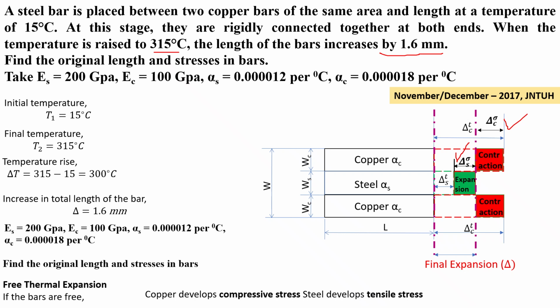So here let's remember the notations. Notations are very important to solve this problem. So delta C T is the thermal expansion of the copper, and delta C sigma is the contraction of the copper bar due to the compressive stresses. Similarly, delta S T is the thermal expansion of the steel, and delta S sigma is the expansion of the steel bar due to the tensile stresses.